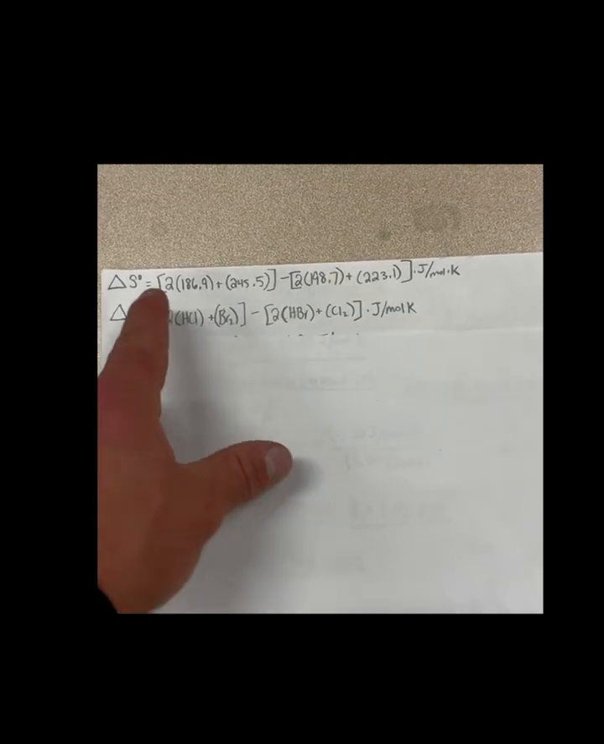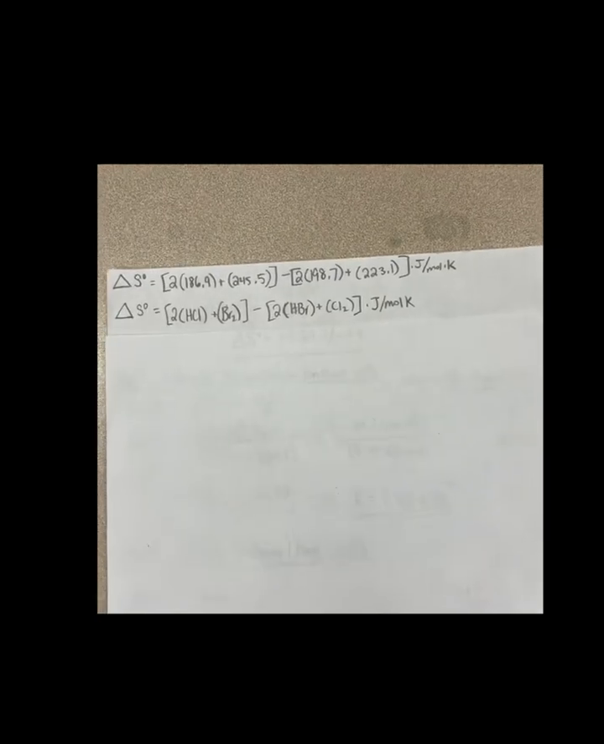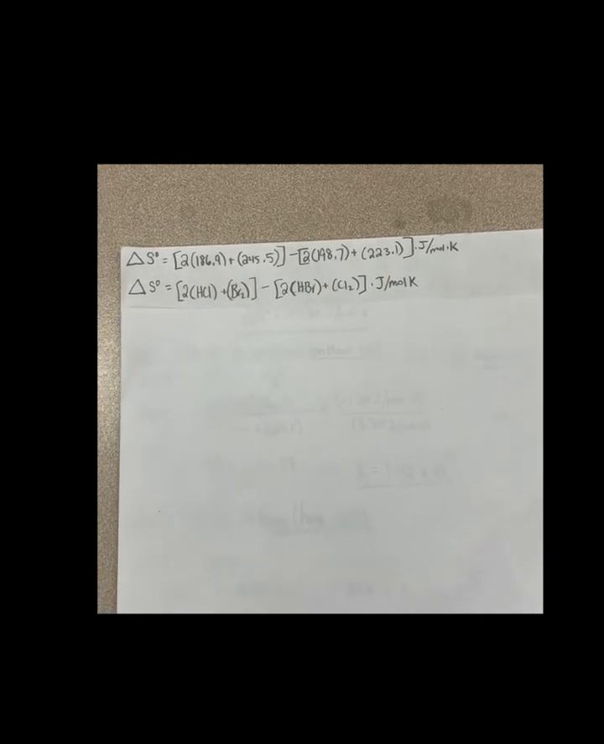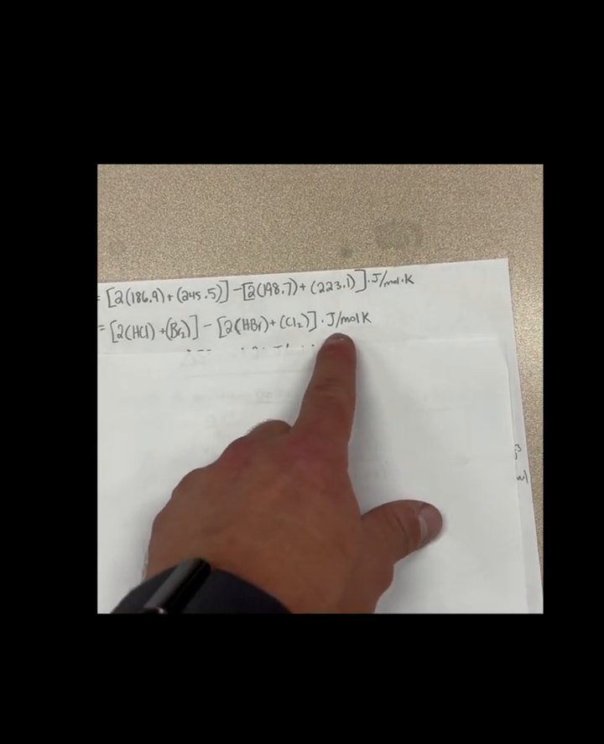Here's the raw equation without any values plugged in for delta S. And then here is the equation with the values plugged in for delta S from the appendix of the textbook. Once again, we put joules per mole times K on the outside of the brackets to make the labeling easier. And once you put this all into your calculator, you get delta S is equal to negative 1.20 joules per mole times K.